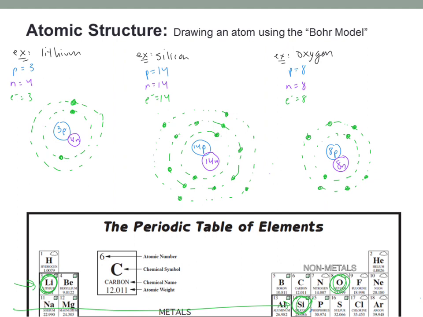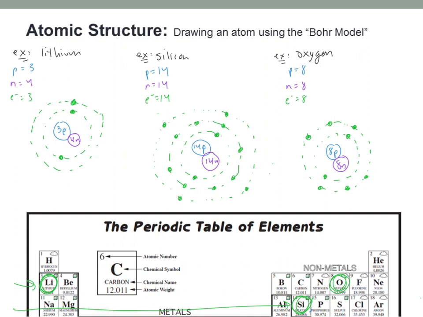And you notice I'm just putting the electrons wherever in that shell. It doesn't matter if they're on the top or left or bottom or anything like that. It just needs to be in that shell somewhere. There's no special orientation for anything. And that's how we draw the Bohr model for oxygen.